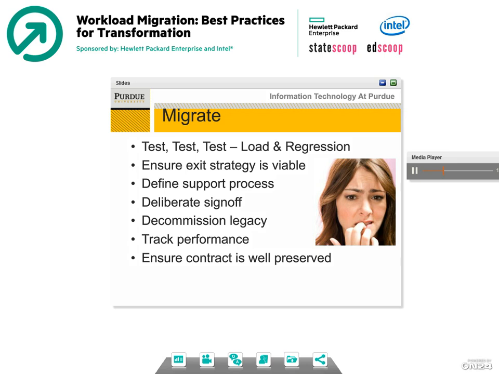Defining the support process. This is another key one, especially for the user community. Who are they calling for support on what issues, and how will that work, and what are the support tiers and structures and all those pieces? That's a critical component, and it will look different than it did in the past, so it's critical to make sure that the user community's bought into that. This deliberate sign-off we talked about, we want to make sure that we've got the sign-off. We want to start thinking about decommissioning the legacy applications. This is a step we often forget, and we just end up growing our portfolio rather than pruning.